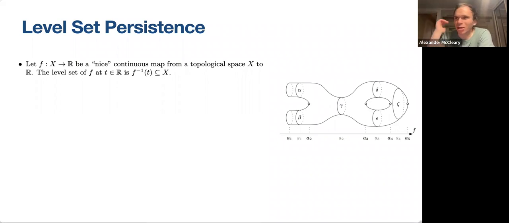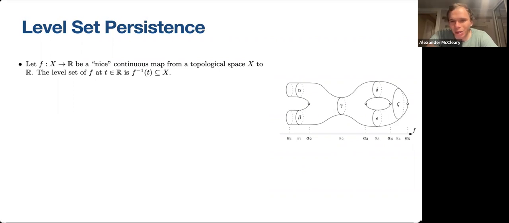Okay, so normally to get a filtration here, we would look at sub-level sets, right? So if we wanted to look at the sub-level set at S2, we would look at everything that maps at or below S2. The idea with level set persistence, though, is that we're going to look at just the level set. So we're just going to look at everything that maps to S2 here, or for any T. We're just going to look at everything that maps to T.